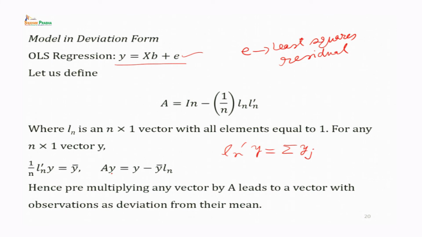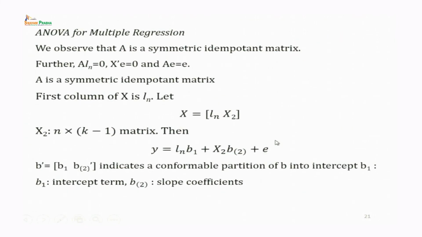And if you multiply A by y, you get y minus 1 by n Ln Ln transpose y, which is y minus y bar Ln. Ln has all elements equal to 1. So, each element of A y is, the first element is y 1 minus y bar, the second is y 2 minus y bar. So, pre-multiplying any vector by A leads to a vector with observations as deviations from their means. Now, we consider the analysis of variance for multiple regression.